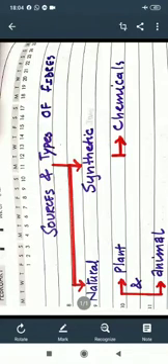Good morning, Goenkans. Today's topic is sources and types of fibers from your science textbook, chapter number 3, Fiber to Fabric. So for now, we all must be knowing that fibers are the smallest unit in a fabric. Now the question is, where do the fibers come from?